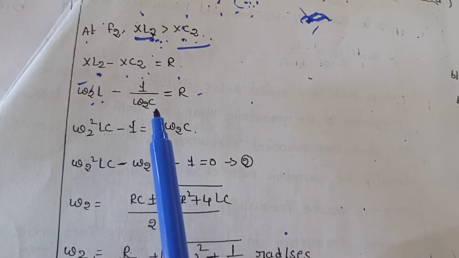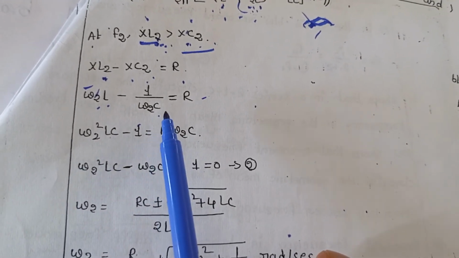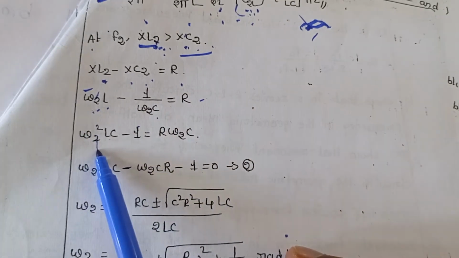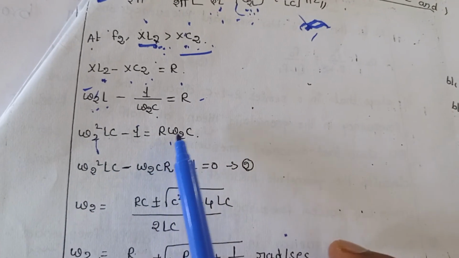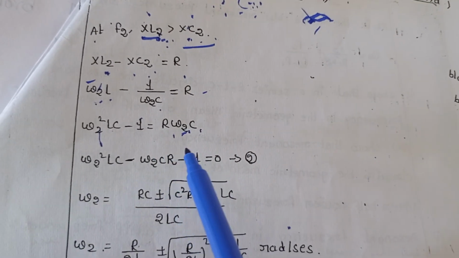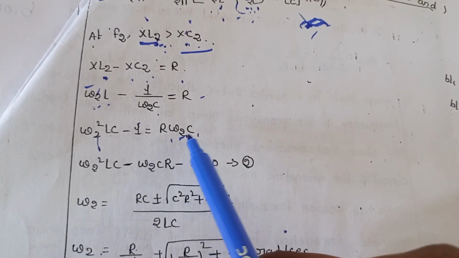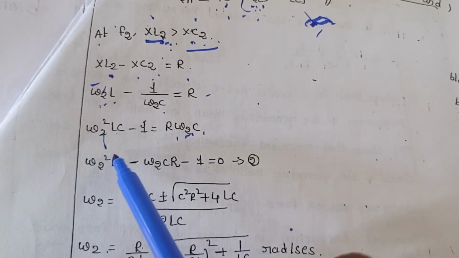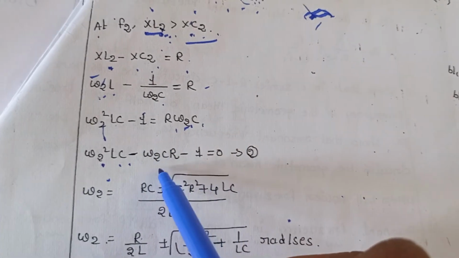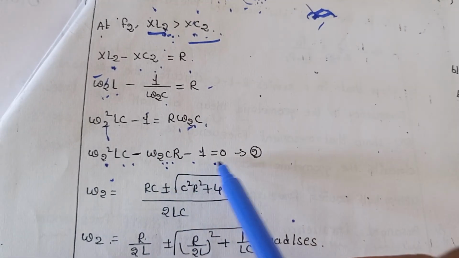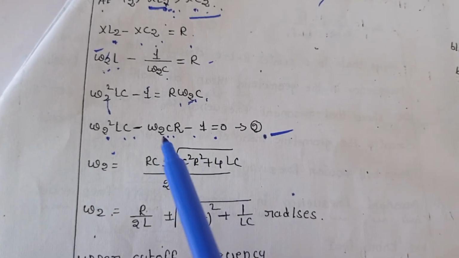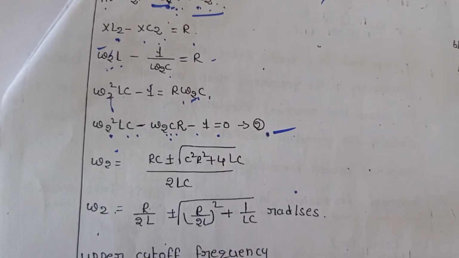Now simply move this omega 2 C to this side and we will get omega 2 square LC minus 1 equal to R omega 2 C. Now move this R omega 2 C to this side, then we will get omega 2 square LC minus R omega 2 C minus 1 equal to 0. Consider this as equation number 2. Now we need to find the omega 2 value.